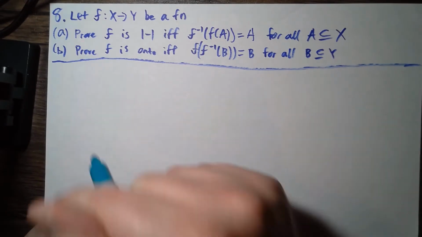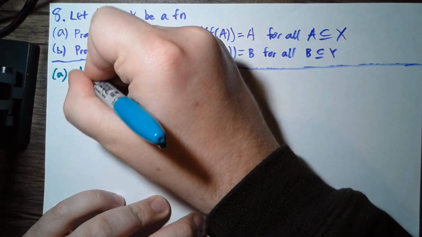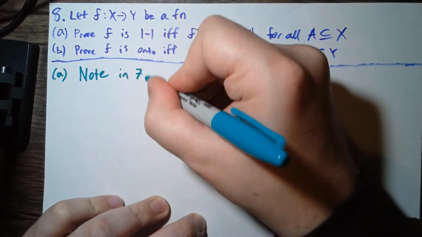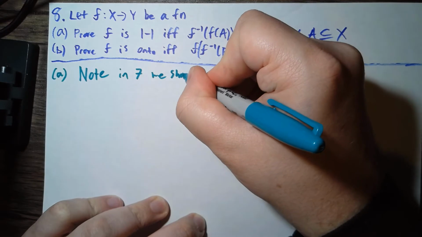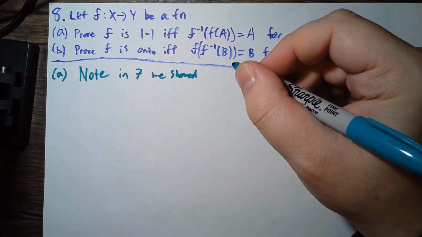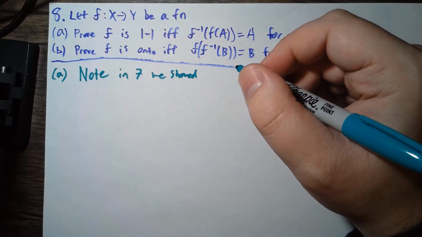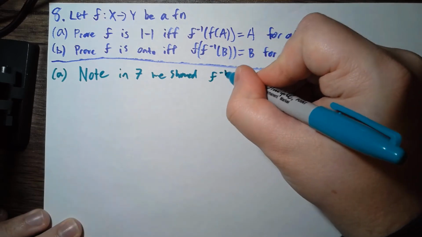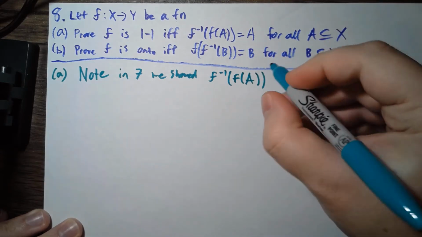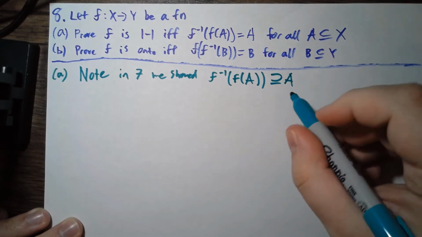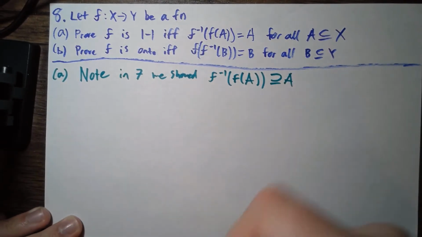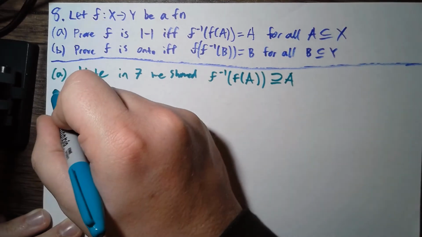So for part A, I'll just note that in the previous problem, problem 7, we showed it's always the case that f inverse of f of A always contains A. So this is always true. That was shown in problem 7. So now we'll just do the two implications.